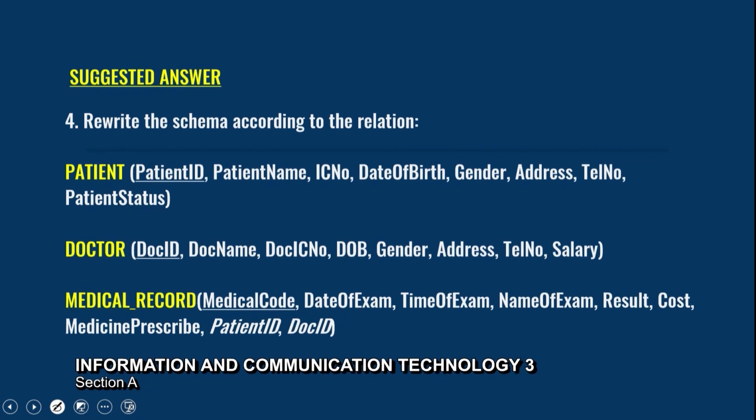And then you write something like this. Patient, bracket, and then you list down all. You can write 3 to 4, which is enough. Don't forget to underline the primary key to indicate that it is the primary key. The second relational schema, doctor ID is the primary key. The last one, medical record, medical code is the primary key. And also don't forget to write the foreign key.